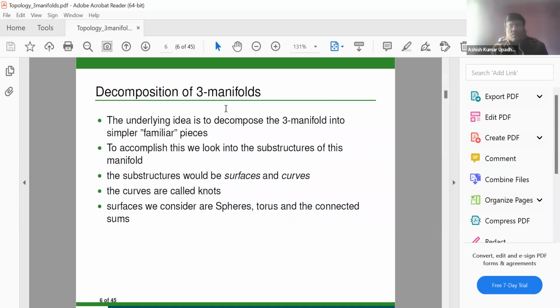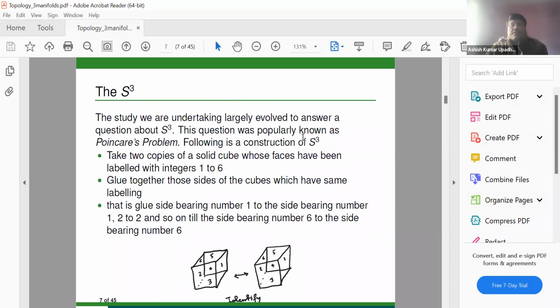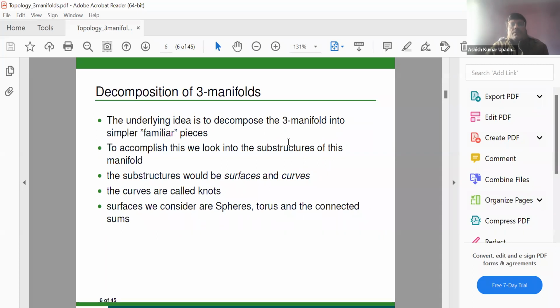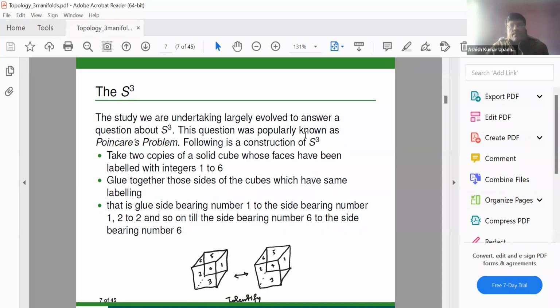I will talk about knots a little more; I will show a picture rather. And the surfaces we will be interested in will be restricted to the sphere, the torus, and the connected sum of all these objects. I will also tell you what a connected sum is. Okay. So let us look at one example, one example of a 3-manifold.